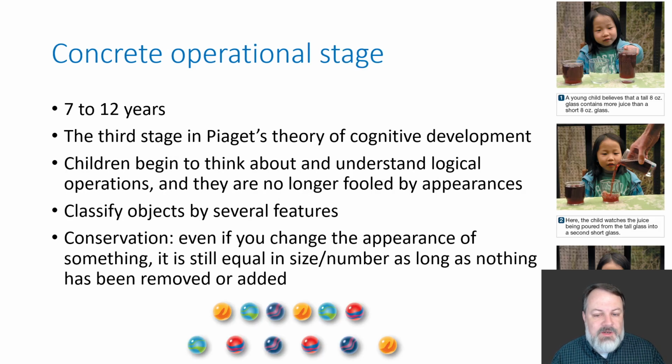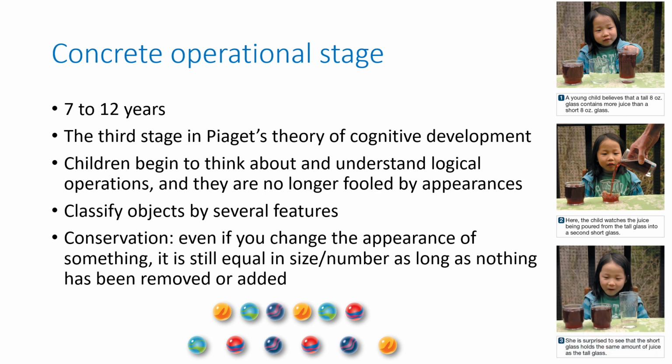The third stage in his theories was the concrete operational stage, which he saw from 7 to 12 years of age. This is where children began to think about or understand logical operations. They're no longer fooled just by an appearance, and they can classify objects now instead of just fixating on one thing. They can classify objects by several different features.